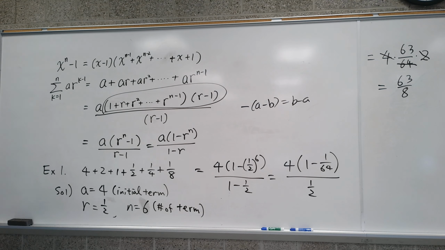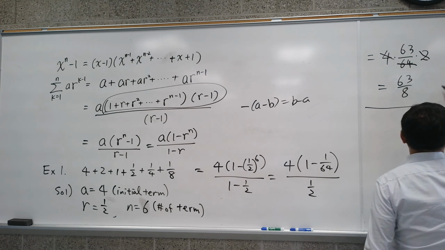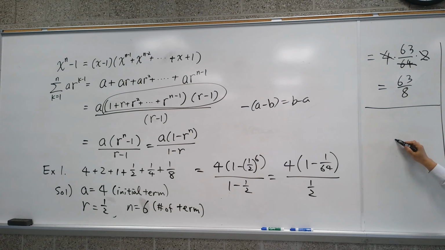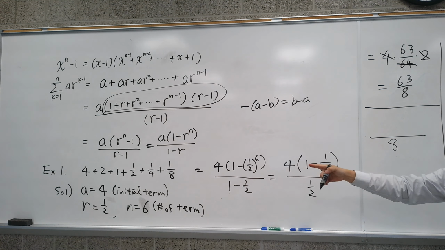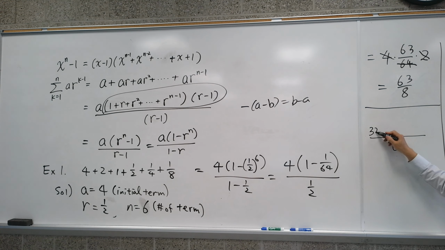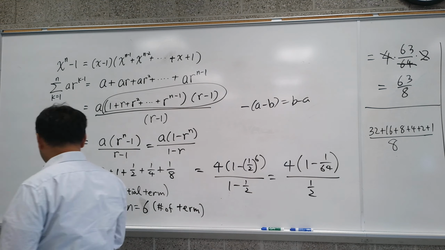Okay? So that's what you get, and you can check by direct calculation as well. I mean, if you put everything over 8, it would be 8 in the denominator. That would be 8 times 4, which is 32, plus 16, plus 8, plus 4, plus 2, plus 1, right? And then if you keep adding, you'll see that the top gives you 63. Right? So that's how you do the geometric series.